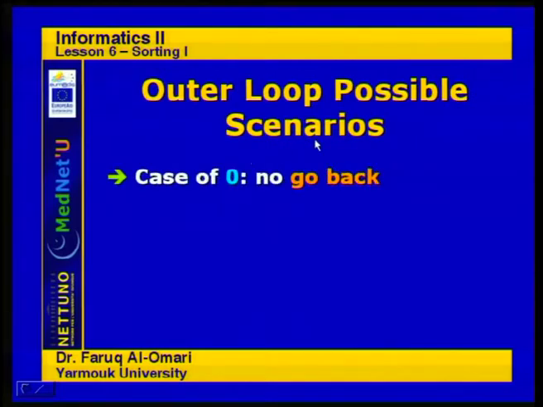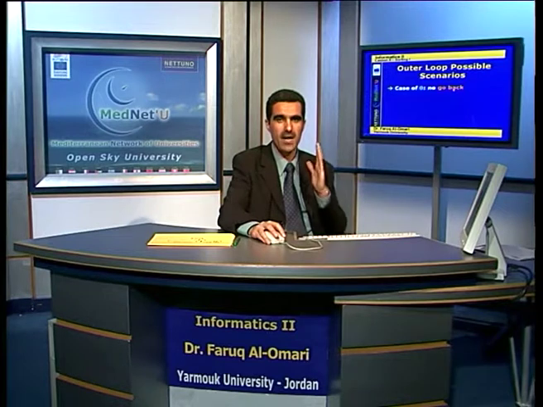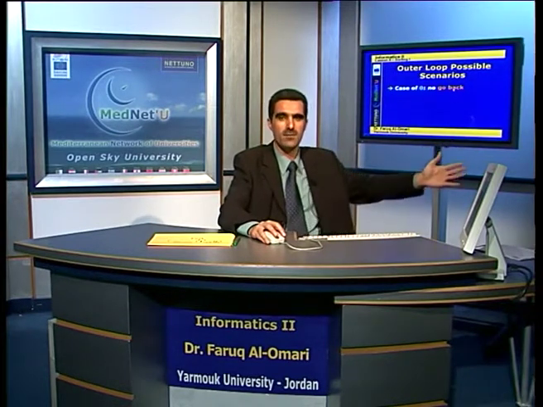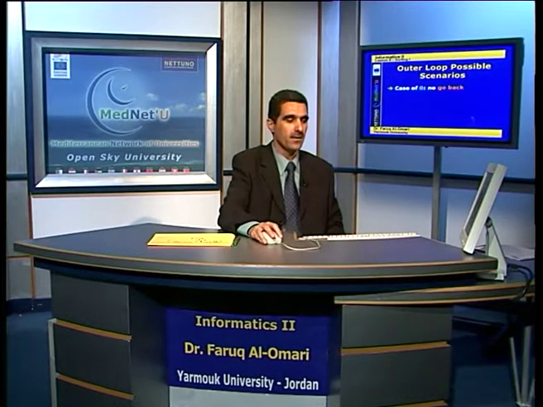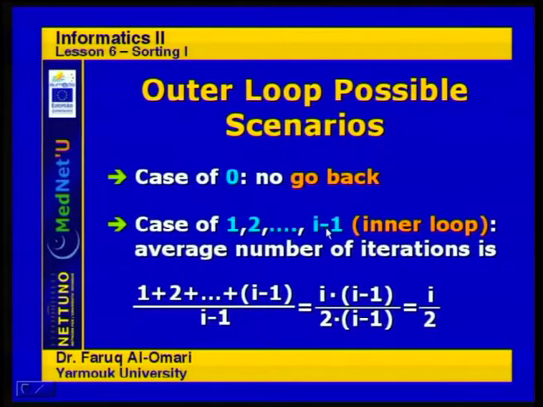Possible scenarios, as I said, in the outer loop are either 0, 1, up to I minus 1. Case 0, we're going to call it no go back because the element in hand, the ith element, is actually the biggest amongst these elements in the sorted sublist. And that's why I'm not going to go back any position. Or I could go 1, 2 to I minus 1 possible positions backward, and in that case, I need to get into the inner loop of the code.